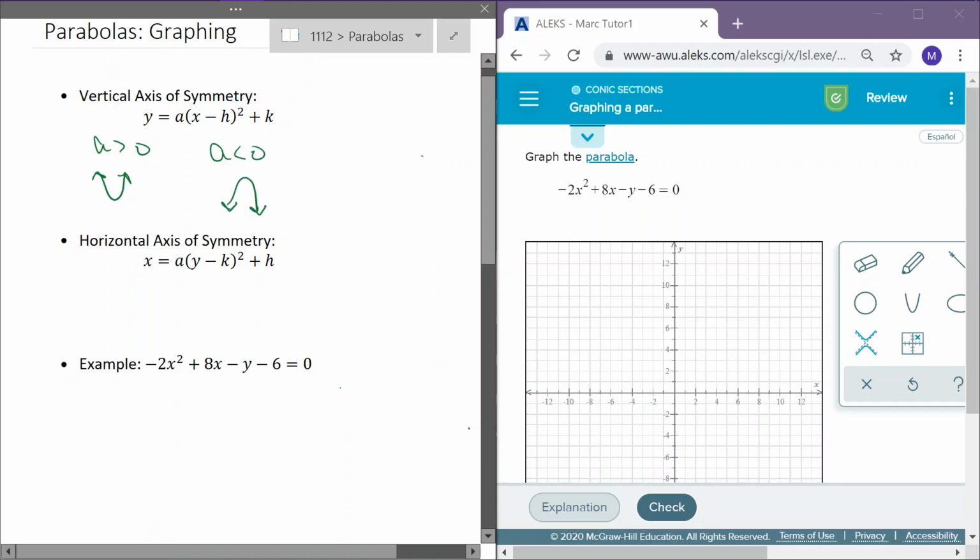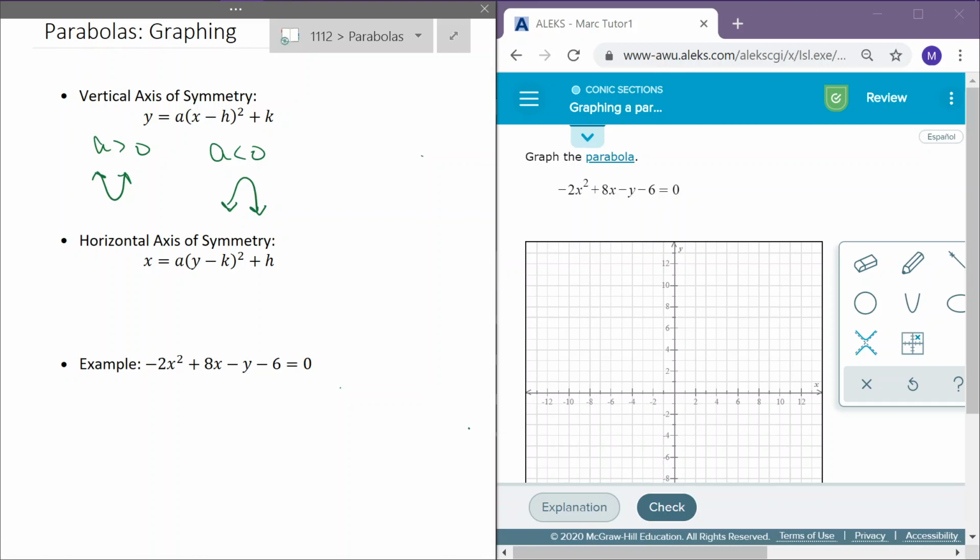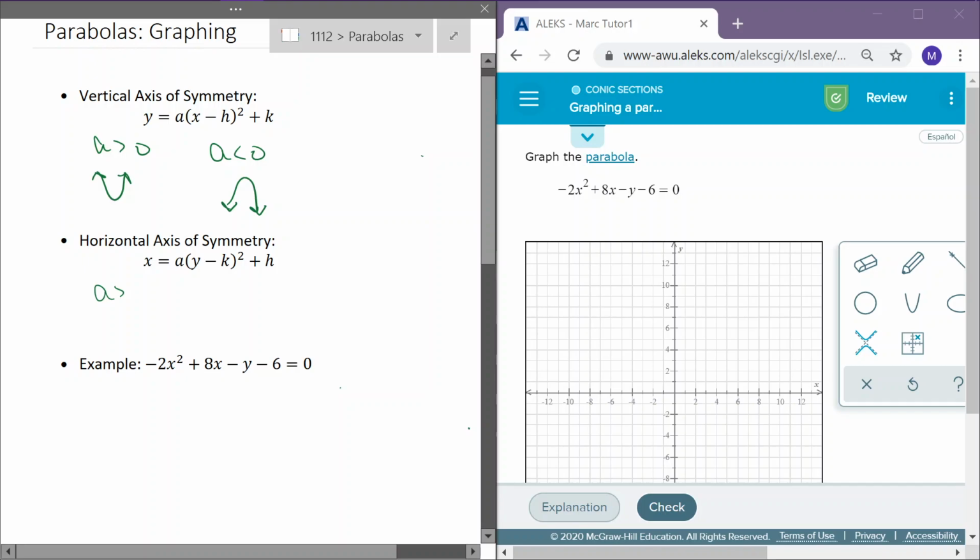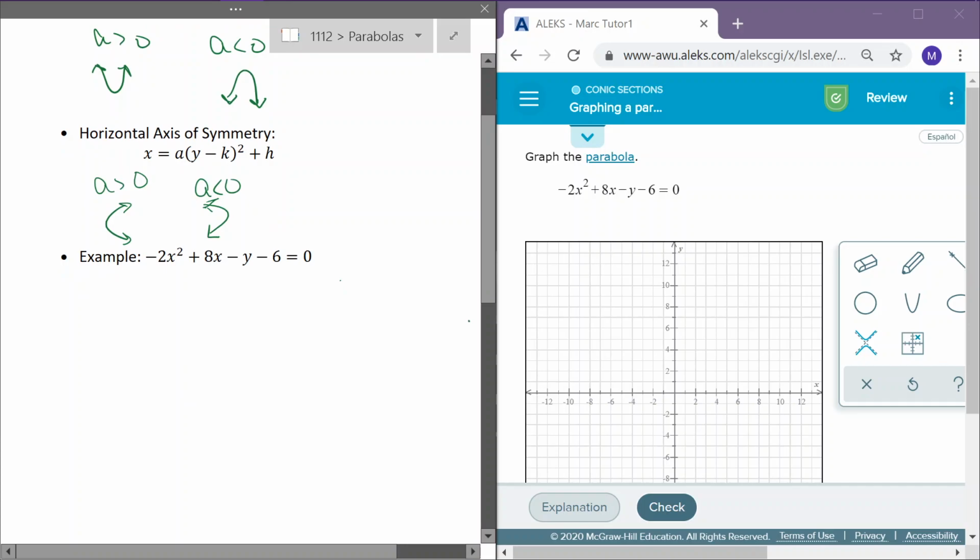opens downward. If it has a horizontal axis of symmetry, our equation changes to x equals a times the quantity y minus k squared plus h. And if a is greater than 0, it opens to the right, and if a is less than 0, it opens to the left. So let's look at an example. Here we have negative 2x squared plus 8x minus y minus 6 equals 0.